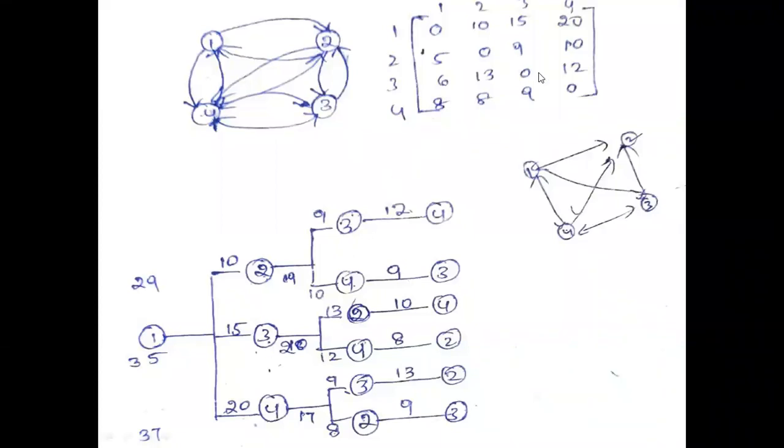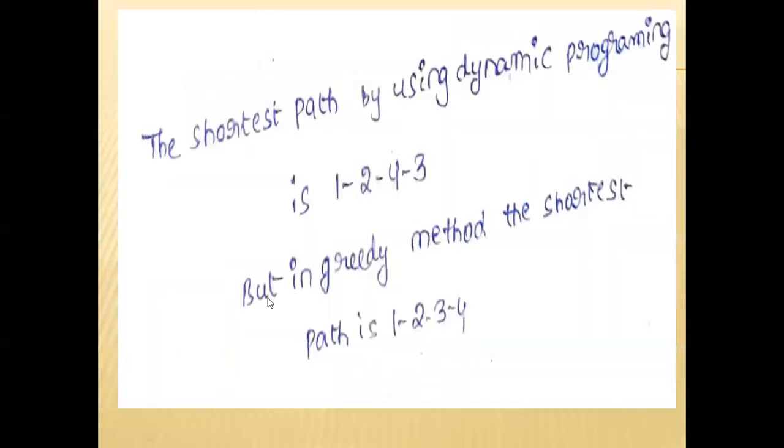The nearest vertex is the second vertex. From the second vertex, the nearest is the third vertex, distance 9. From the third vertex, the first, second and third are already visited, so the fourth vertex is 12. So 10 plus 9 is 19, 19 plus 12 is 31. So the shortest path by the greedy method is 1 to 2, 2 to 3, 3 to 4, which is 31.